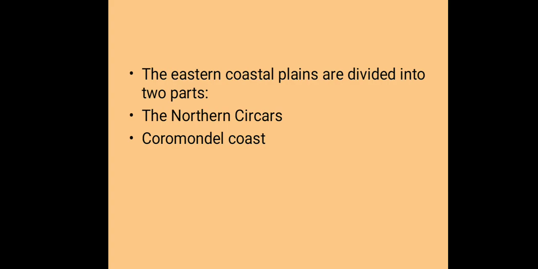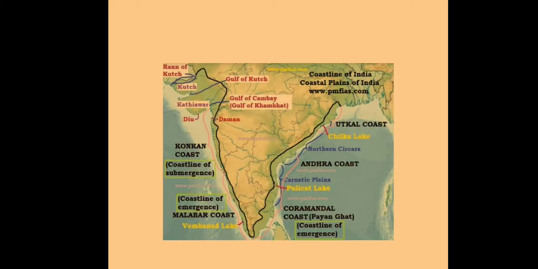Next, the eastern coastal plain is also divided into two parts, the Northern Circars and Coromandel coast. I will show you, wait. Yes, in this map you can see Northern Circars and Carnatic plains, Coromandel coast. See, you go along with me, you can see Chilka Lake, and after that Northern Circars, Andhra coast, and Pulicat Lake. Again, now you tell me, is Pulicat Lake a lagoon or a normal lake? You will tell me. And Coromandel coast.